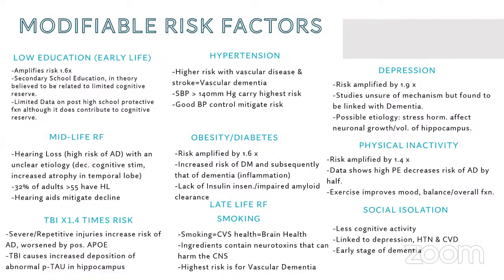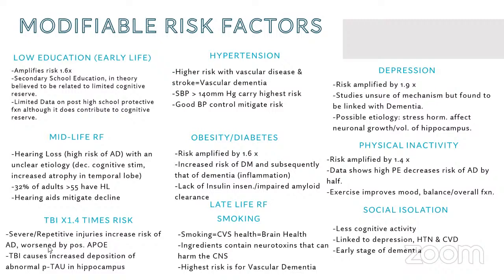The next risk factor is hypertension. Hypertension is related to vascular disease and it increases the risk of stroke, which contributes to vascular dementia. It was found that systolic blood pressure greater than 114 carries a high risk, so good blood pressure control can reduce the risk of Alzheimer's disease. Also, obesity was found to amplify the risk by 1.6. And diabetes increases the risk of dementia by causing inflammation, and lack of insulin is also thought to be affecting the clearance of amyloid protein.